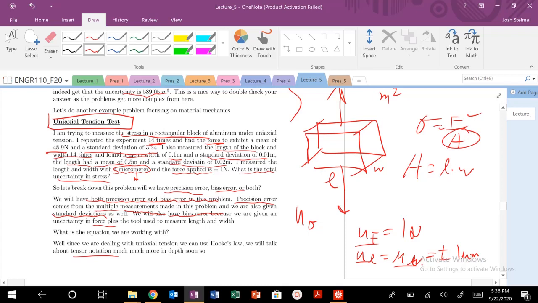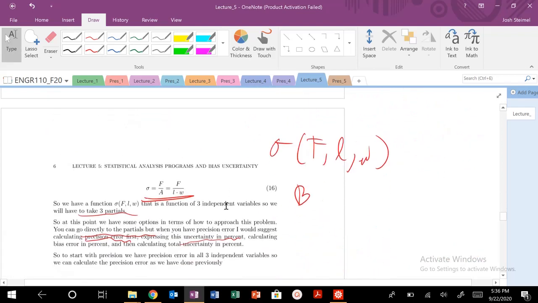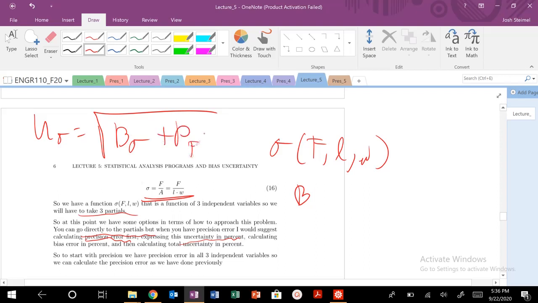But we're also given, again, the number of experiments each time and our standard deviation. There's going to be some precision error in our force, some precision error in our length, and precision error in our width. So when we look at the total uncertainty, U of sigma, we're going to have some bias error in our sigma, plus precision error in our force, plus precision error in our length, and plus precision error in our width. So I know that my precision error equation generally, precision error in some measure x, is going to be P over 2 nu times s sub x over square root of n.